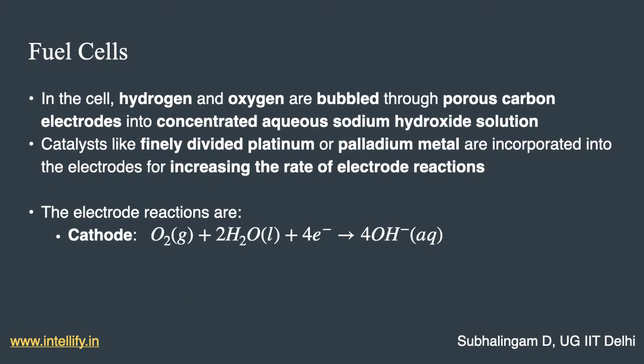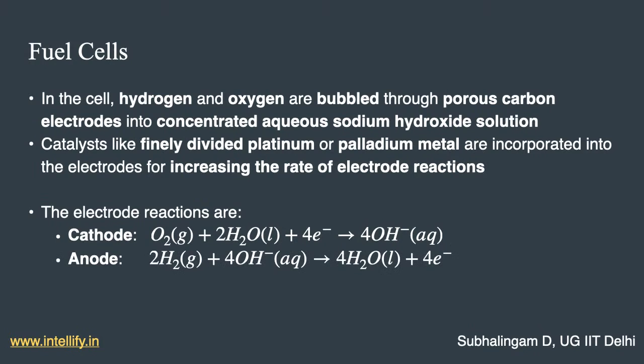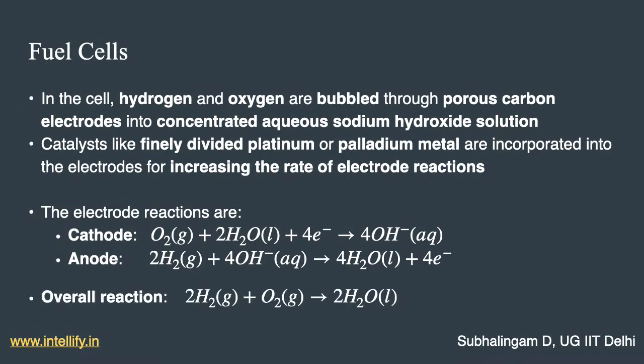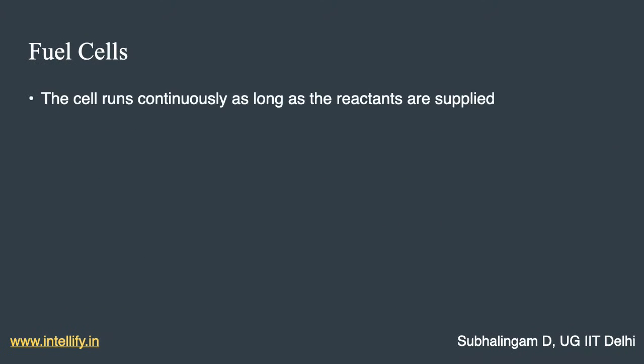The electrode reactions are: at the cathode, O2 plus 2H2O plus 4 electrons giving 4OH-, and at the anode we have 2H2 plus 4OH- giving 4H2O plus 4 electrons. This looks pretty big, but the overall reaction is the famous reaction which you have seen in the lower classes. It's very simple. It's just 2H2 plus O2 giving 2H2O. A simple formation of water from H2 and O2. The cell runs continuously as long as the reactants are supplied.